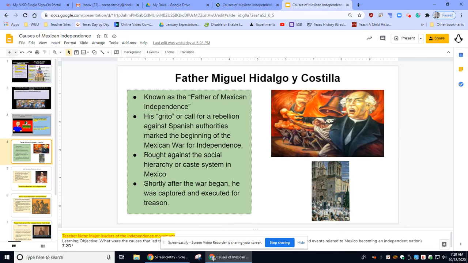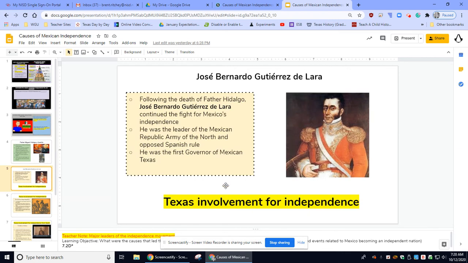His cry, his grito, or call for rebellion against Spanish authorities, marked the beginning of the Mexican War for Independence. He fought against the social hierarchy or caste system in Mexico, and shortly after the war began, he was captured and executed for treason. Okay, yes, he was. He was killed.